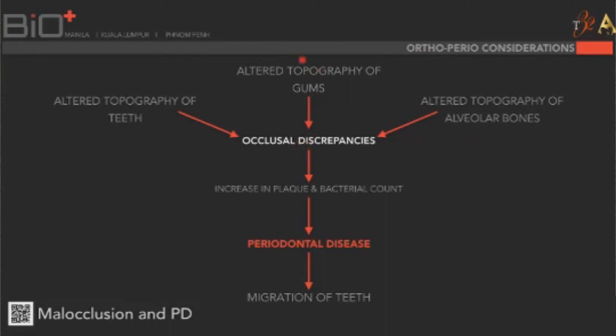So in the gums, it could be like frenums, right? Alveolar bones, if they're thin biotype or thick biotype. For the teeth, it could be the shape, if they're much more triangular than trapezoidal or square, then of course the accumulation will be much more different. And that's where you can develop these occlusal discrepancies, and as you do, you're going to have an increase in plaque and bacterial count if you don't clean it, and then it will develop into periodontal disease and then the migration of the teeth. Okay?